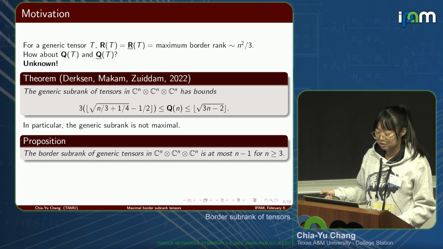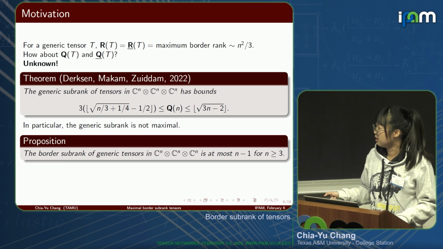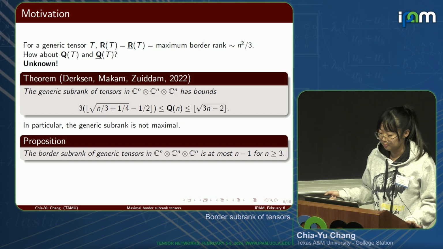We proved a proposition that the border subrank of generic tensors in C^n tensor C^n tensor C^n is at most n-1 for n greater than or equal to 3. So the generic border subrank is also not maximal, but this is the only upper bound that we know for it.